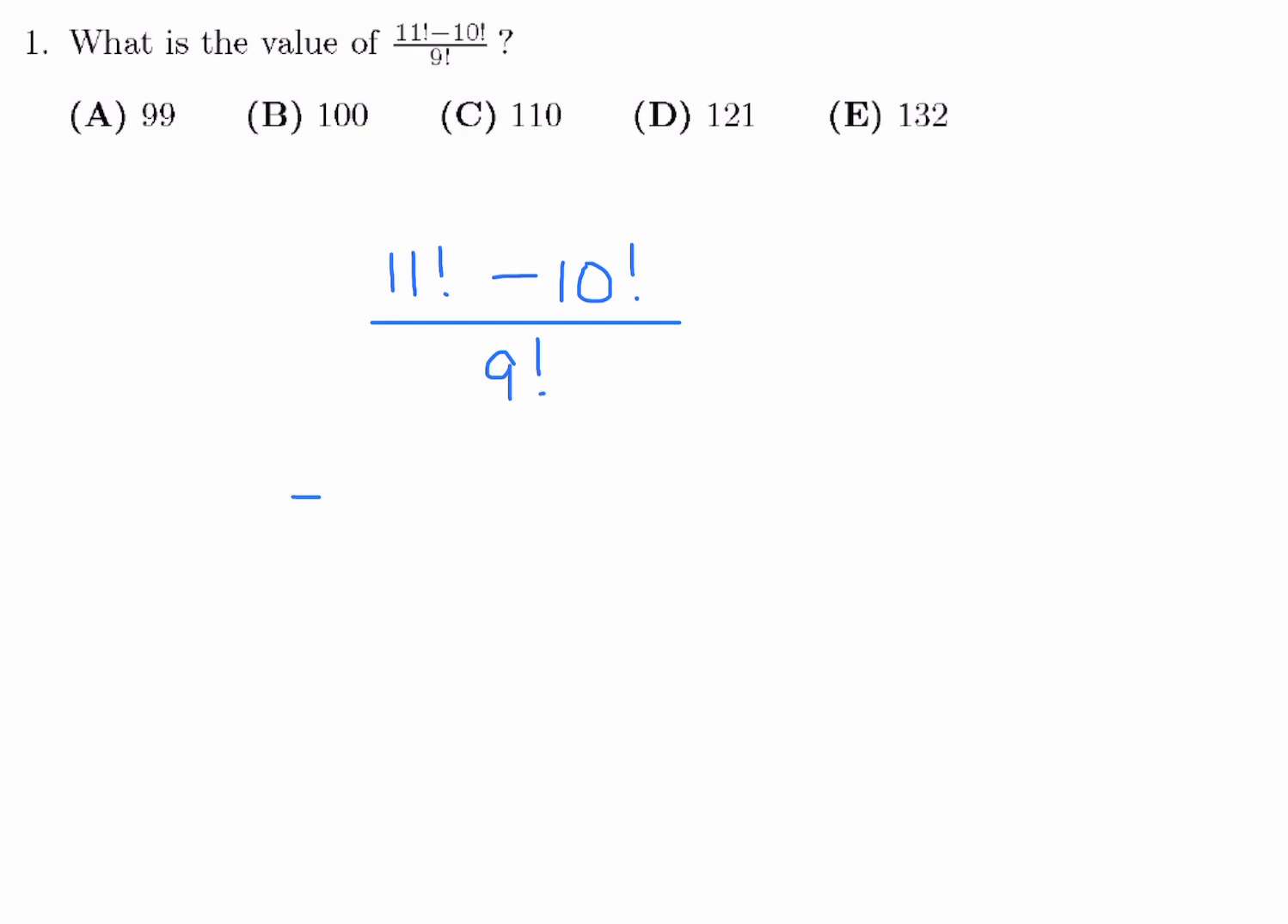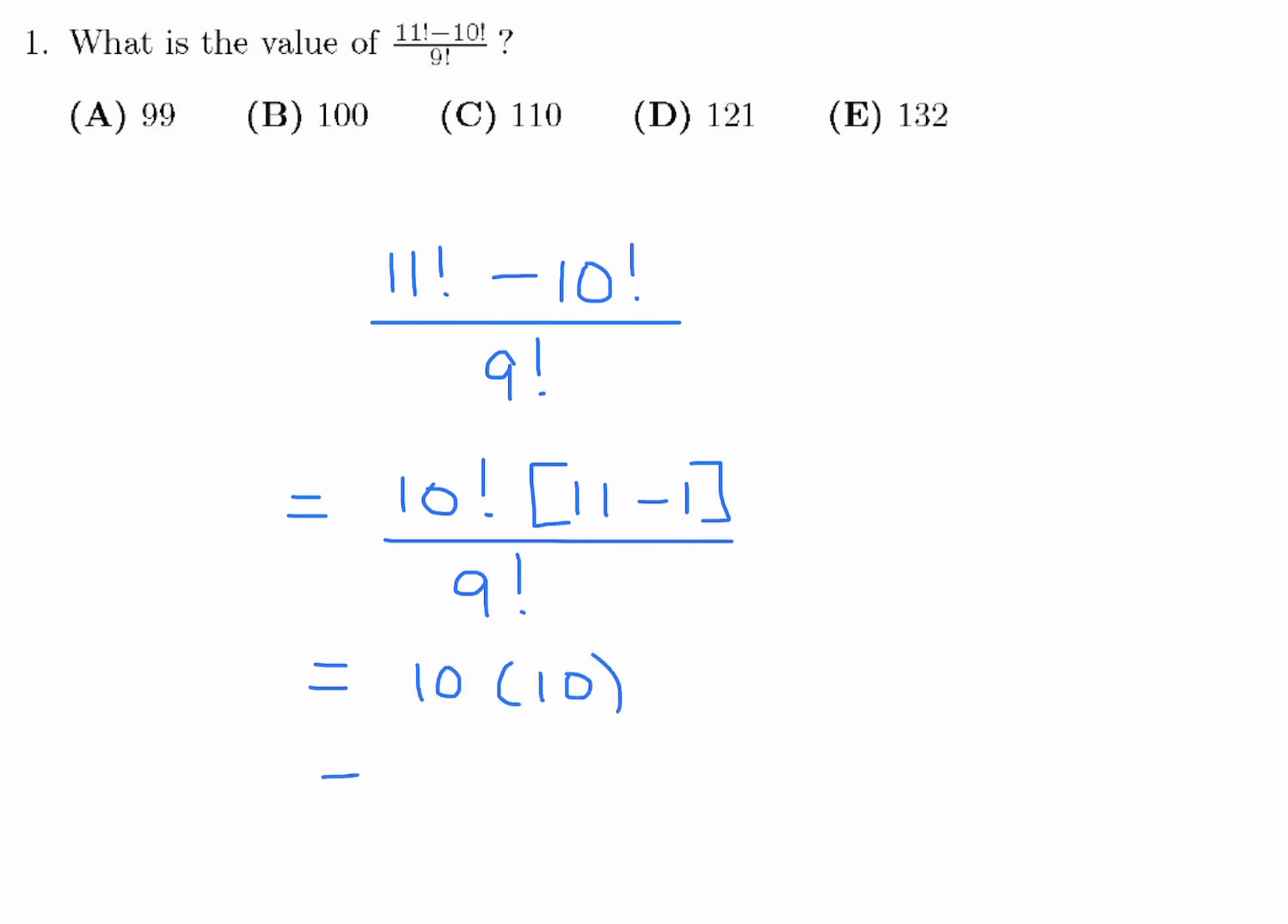All right, well, you can do it the long way, but we'll do it the factoring way. Let's factor out a 10 factorial, and when you do, you get 11 minus 1, and then this is over 9 factorial. 10 factorial over 9 factorial cancels out to give just 10, and then the 11 minus 1 is 10. 10 times 10 is 100. So, as you can see, with a little bit of factoring, a lot cancels out. So number 1, the answer is B.